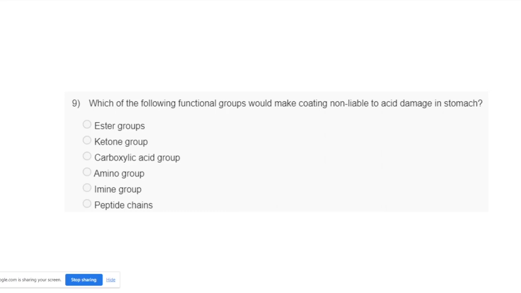Maybe amino group. Ma'am, carboxylic acid group, I think. Okay. Others? Just now we discussed enteric coating. Carboxylic acids, ma'am. Okay. What about others?